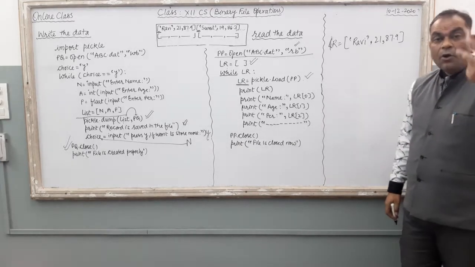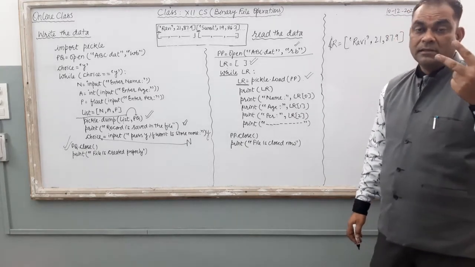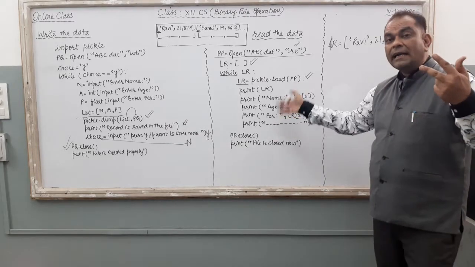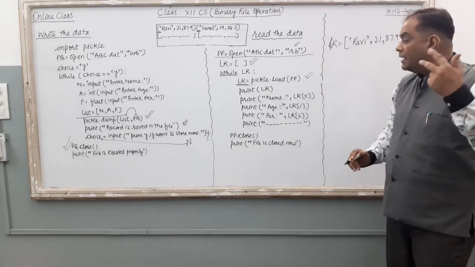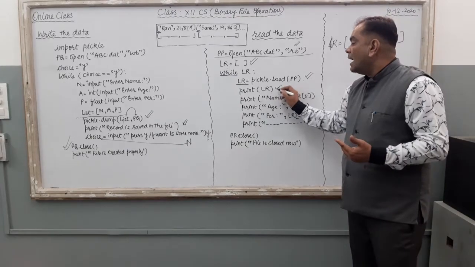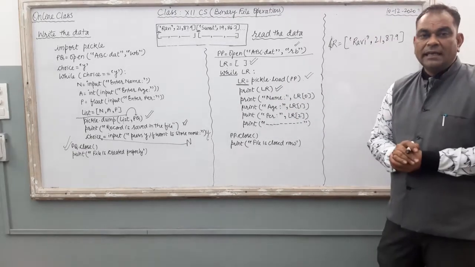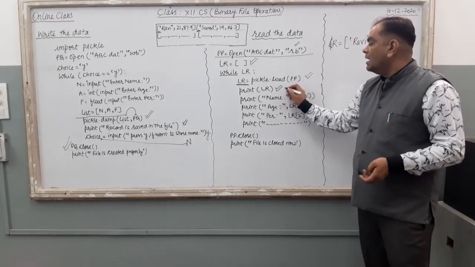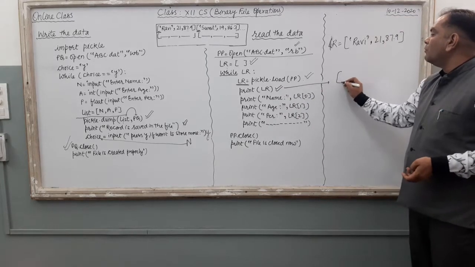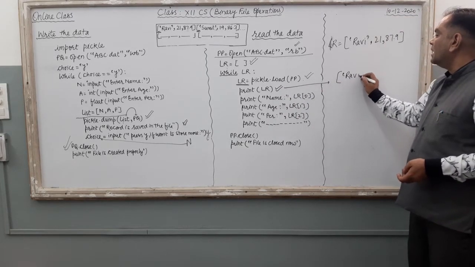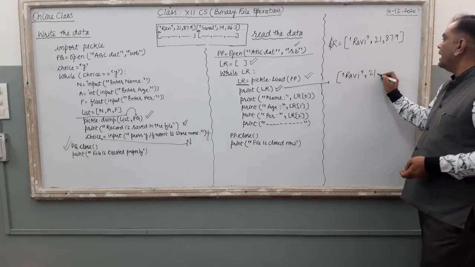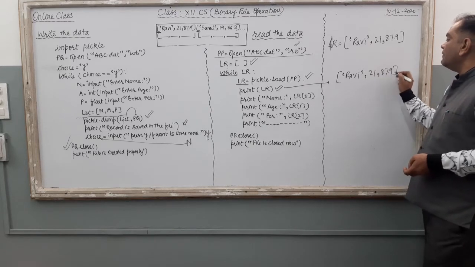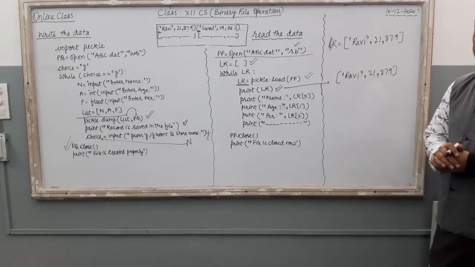Now you have two different print commands to show the data that is there in the LR variable. If you use print LR, you want the whole data to be visible together, so you give the command print LR. As soon as you give this command, the whole data that was in this list, Ravi and then 21 and then 87.9, will be there on the monitor in a single packet.